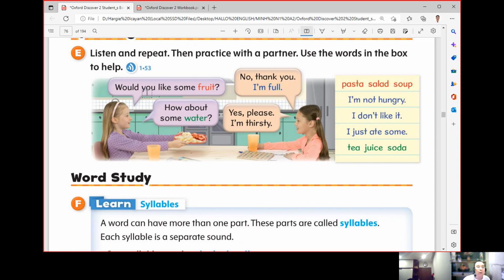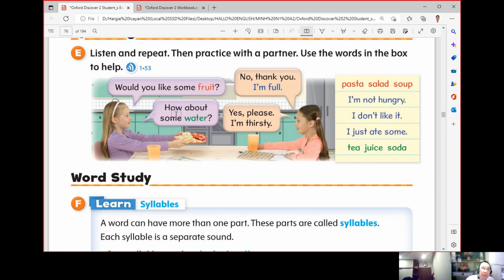So we can also say, would you like some pasta? And then here, you can also say, no, thank you, I'm full. Or you can also change that. No, thank you, I'm not hungry. Or, no, thank you, I don't like it. Or, no, thank you, I just ate some.